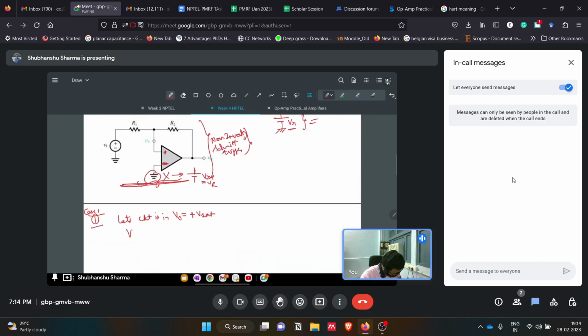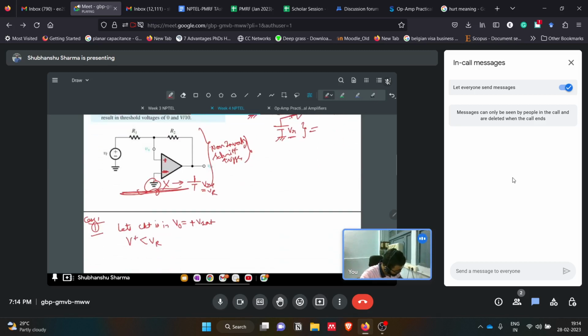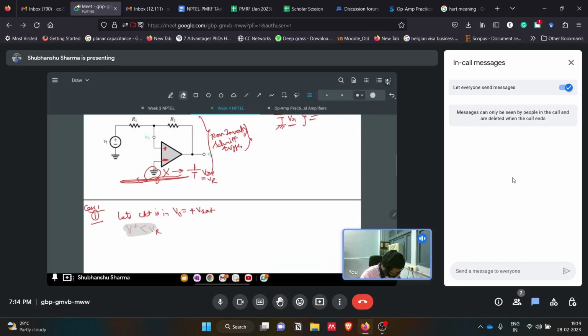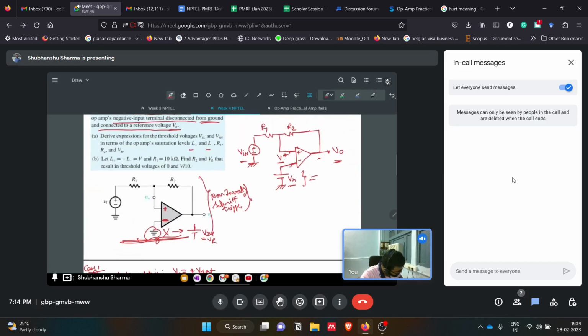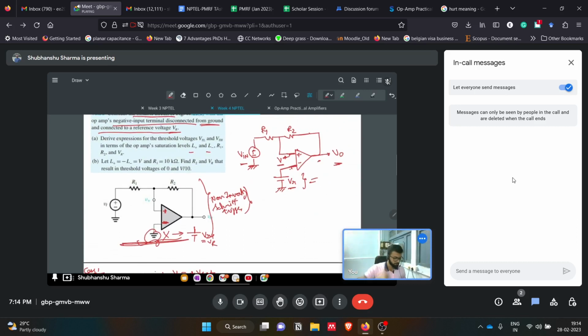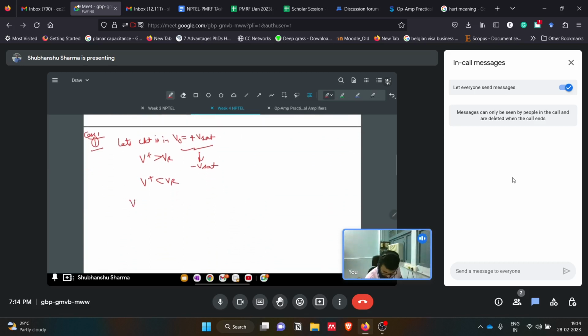That means V plus is less than VR. Okay, V plus is less than VR. Sorry, by that time V plus is at this position, V plus is greater than VR. But what if we have to switch the circuit to negative V sat? So we will have to make V plus less than VR. This V plus should be less than VR. Then only this circuit will become negative saturation. So the boundary condition which we got is V plus equals VR.